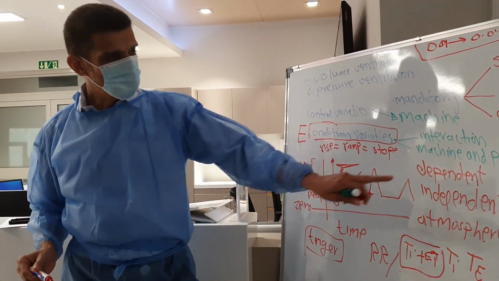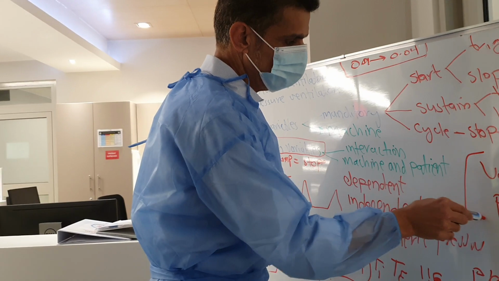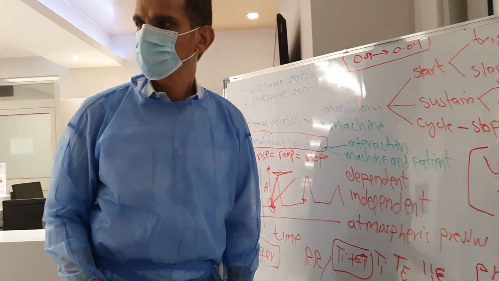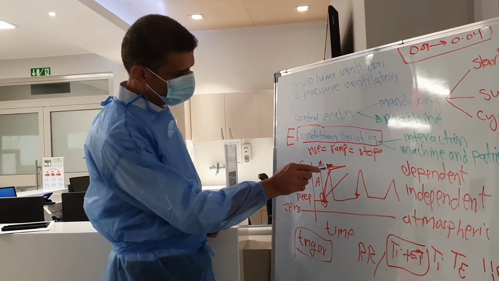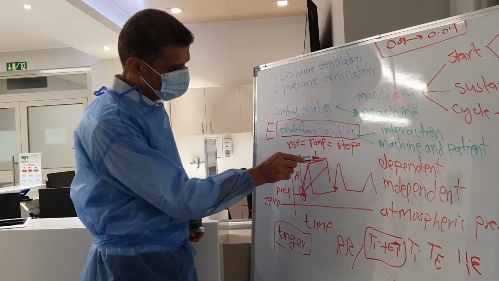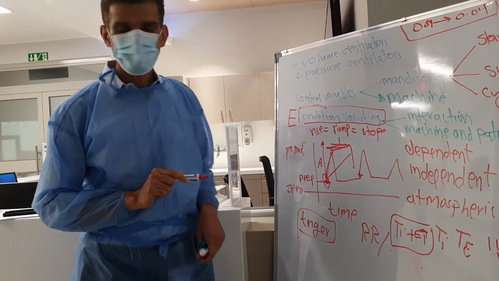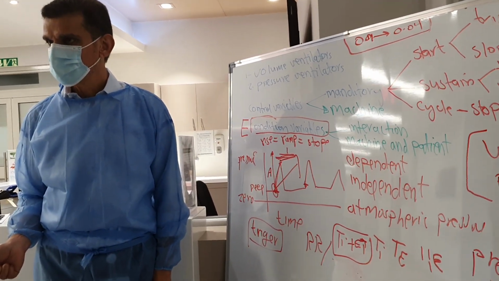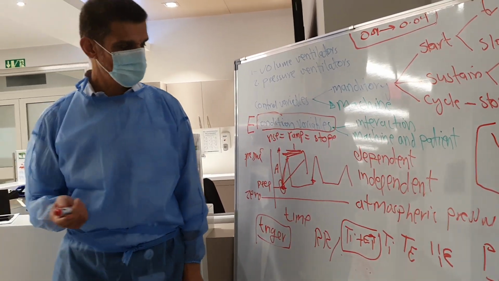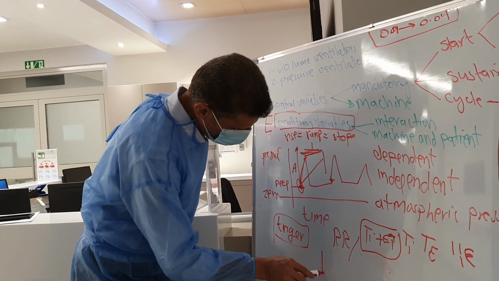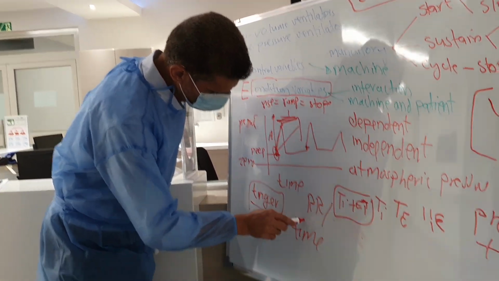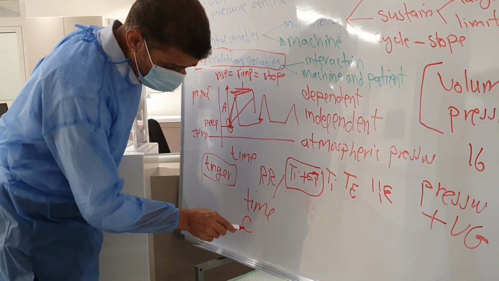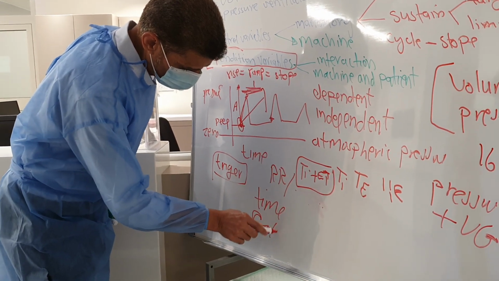Okay? So these are called sustain. Okay? So this is the sustain, either by pressure or volume. Then we have to stop. Right? Yes, doctor. How do we stop? By 2 ways. We have the time and we have flow. We have others, but these are the only ones we use.